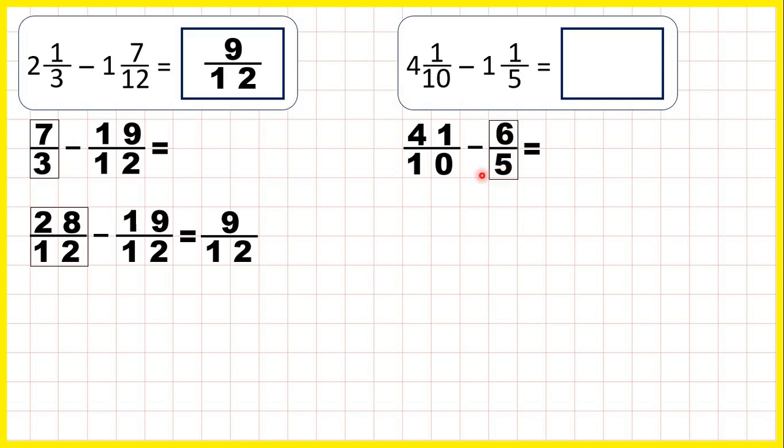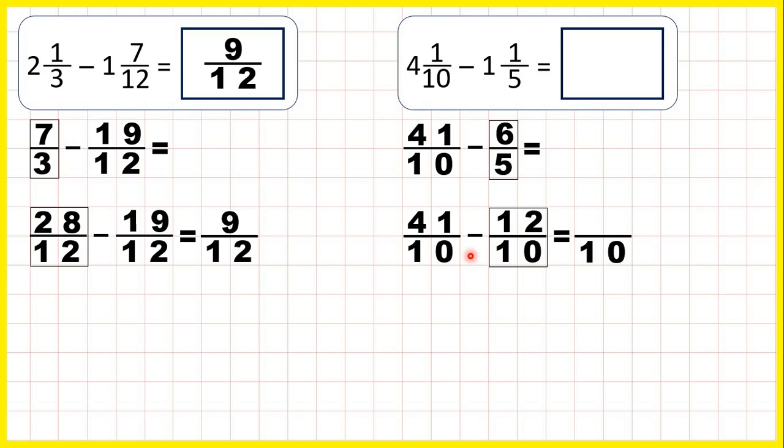into tenths. We can still start with 41/10, but instead of subtracting 6/5, we can subtract 12/10, because 6/5 is equivalent to 12/10. Multiply 6 by 2 and you get 12, multiply 5 by 2 and you get 10. So we've got our equivalent fractions. And now we've got a common denominator. So 10 is also the denominator of our answer.